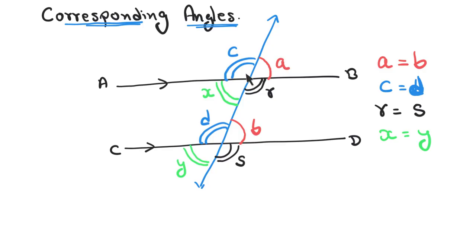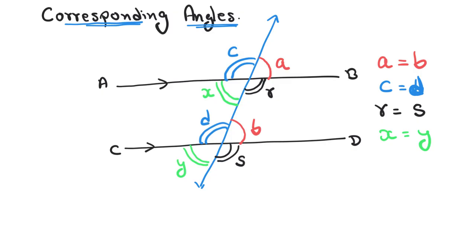Similarly, A and X will be equal because they are vertically opposite angles. Similarly, B and Y are vertically opposite angles. D and S are vertically opposite angles.